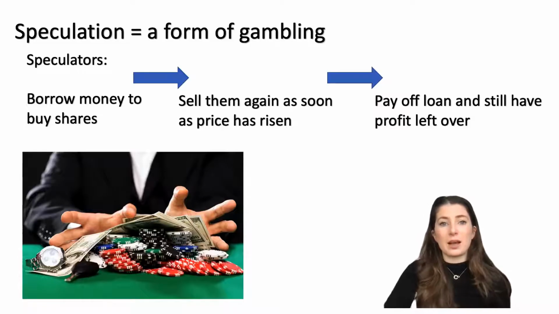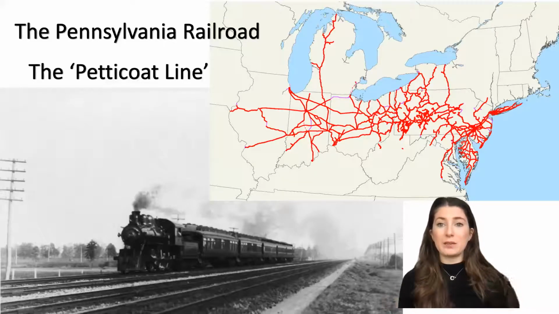Now, one group in particular that became heavily involved in speculation were women, and women speculators owned over 50% of the Pennsylvania Railroad, which became known as the Petticoat line.